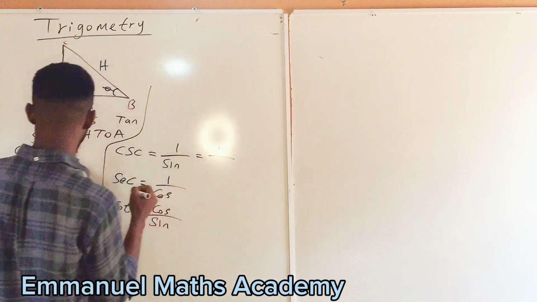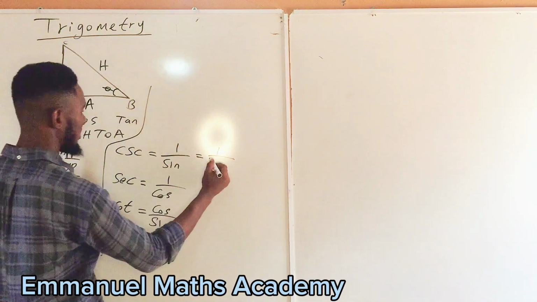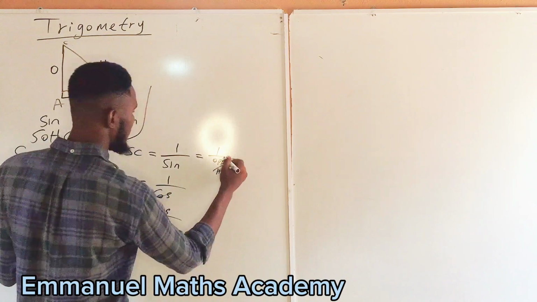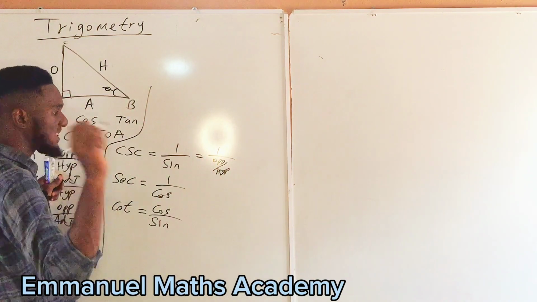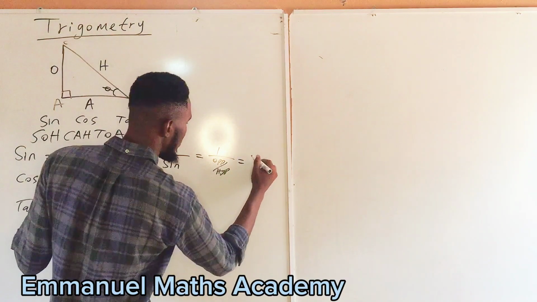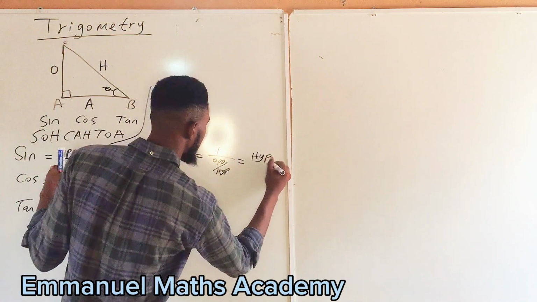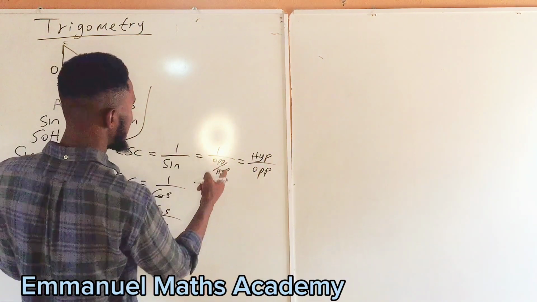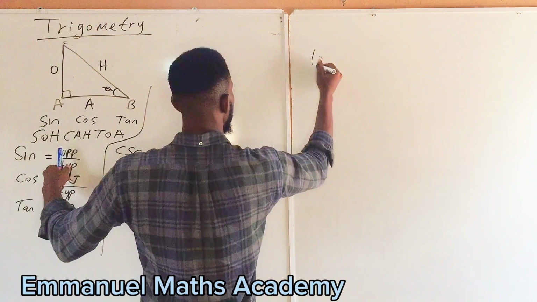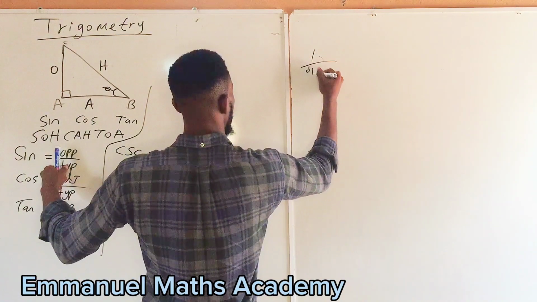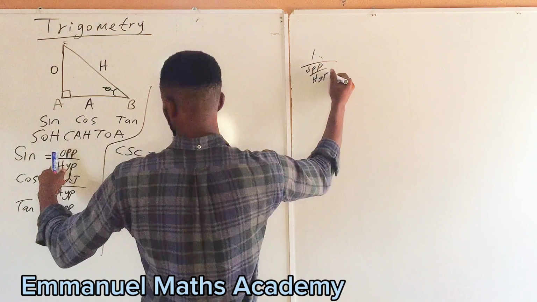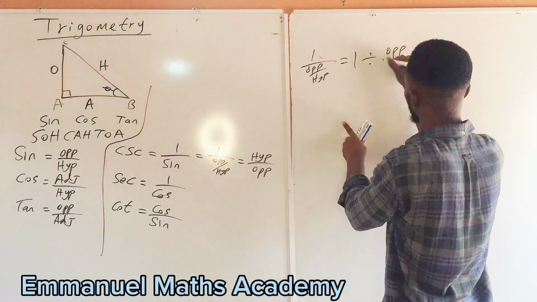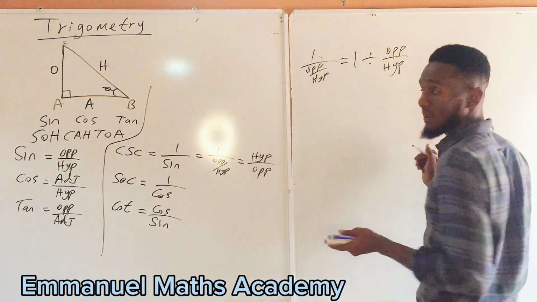Then from this now, 1 over sine, what's our sine here? Our sine is opposite over hypotenuse. If you find this reciprocal from your law of indices, this will now become what? Hypotenuse over opposite, right? Because when you have 1 over opposite over hypotenuse, this is the same thing as 1 divided by opposite over hypotenuse, right?